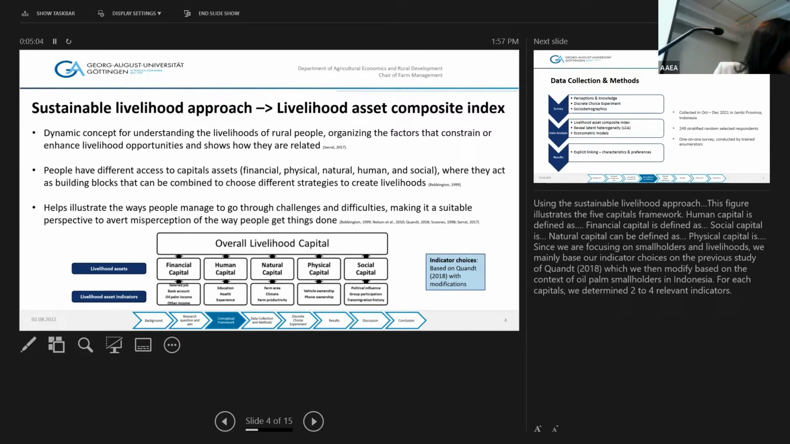So here you can see the indicators. The index was quite simple. We didn't do any weightings when creating the index. I will explain later that this is a little bit of a limitation of the study, but the point of doing this is to see the direction, or the big picture, of how the livelihood assets actually affect their choices.